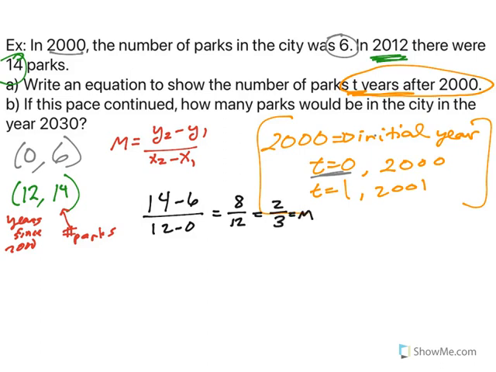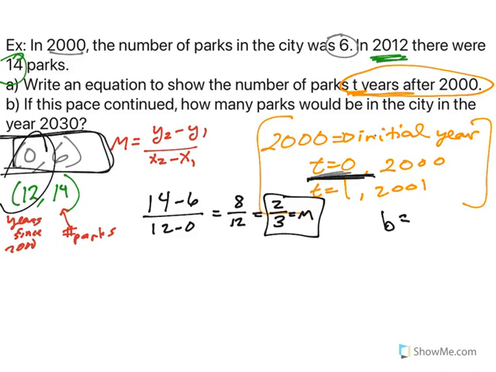This is my slope. Now, just for fun, that means my city is building 2/3 of a park per year. Because we're talking about years, every year that passes, 2/3 of a park is created. Great. Now, we also need our y-intercept, and we know the y-intercept is the starting point. It's when T equals 0. So we know we have the ordered pair (0, 6), so my y-intercept is 6. So I have the equation y equals 2/3 x plus 6.